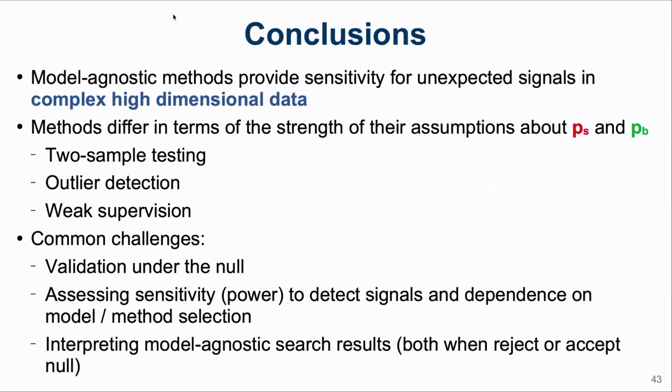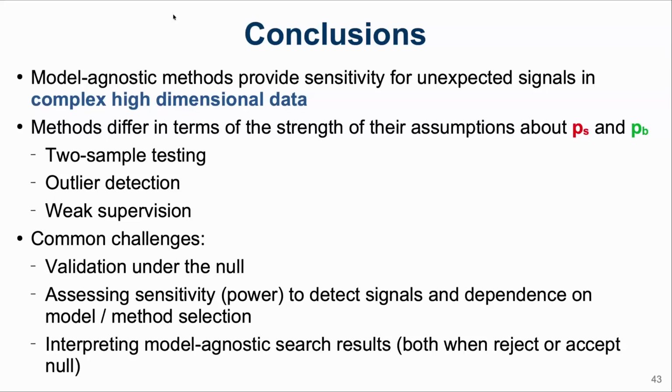So that was the conclusion. I just wanted to give an overview of this area of work on model agnostic methods. The methods differ in their flavor in terms of what assumptions they make about the signal versus the background, and I think there are different methods you should employ based on what assumptions you're able to make. There's the challenge of validation under the null: can you really trust the p-values that you're getting? And then also assessing the sensitivity to different signals, and understanding how the choices you make in how you parameterize your neural network or how you pre-train it ultimately impact what sensitivity or power you have to which signals.